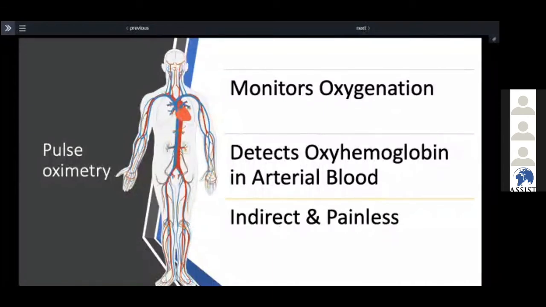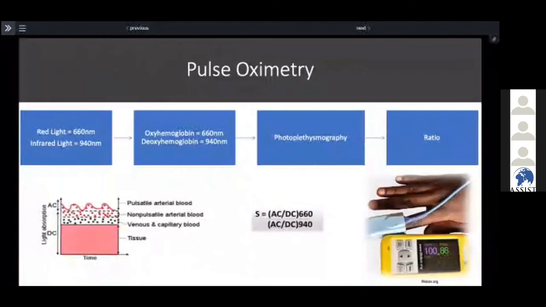Pulse oximeters are one of the most valuable monitors in patient care. Pulse oximeters measure oxygenation indirectly and are painless for the patient. Pulse oximeters use probes to shine red and infrared light through tissue beds. Red light has a wavelength of 660 nanometers. Infrared light has a wavelength of 940 nanometers. Sensors in the pulse oximeter detect the amount of light absorbed at each wavelength. Through a process called photoplethysmography, arterial blood flow is detected by its pulsatile flow.